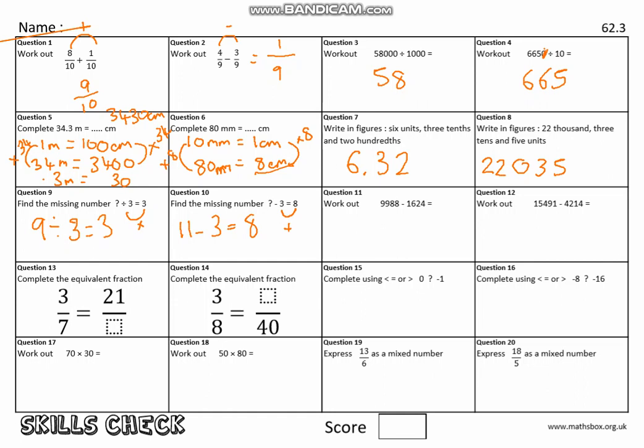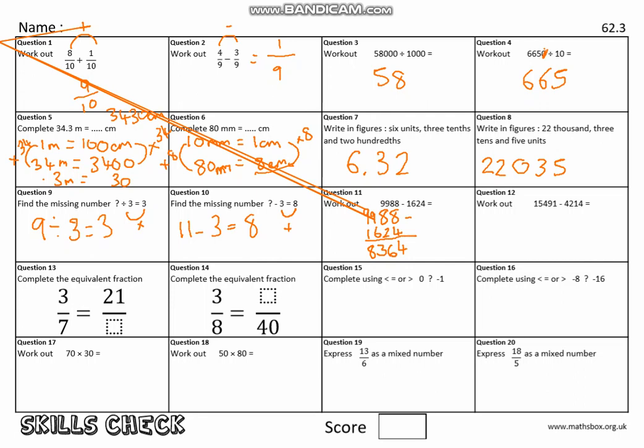Perfect. So the next one is just some subtraction, okay? So we've got 9,988, and we're taking away 1,624. So we must remember to write them directly below each other to help us out, okay? So we're going to do 4 from 8 is 4, 2 from 8 is 6, 6 from 9 is 3, 1 from 9 is 8. Okay, so we should have 8,364 for that one.